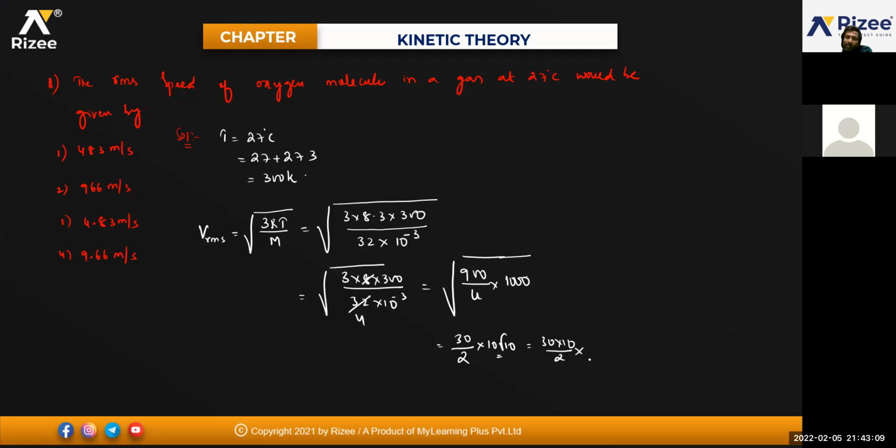I can take a nearby value, beta. So it will be root 9. So root 9 will be equal to 3. So it will be 30 into 10 divided by 2 into 3. That will be 3 3s are 9, 9 5s are 45. That means 450. So approximately 450, that will be the first option. Clear, beta? Is that clear?